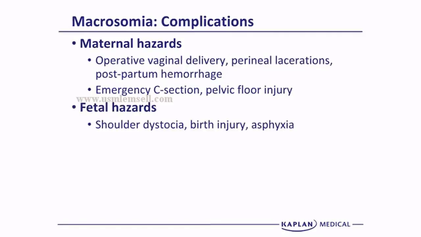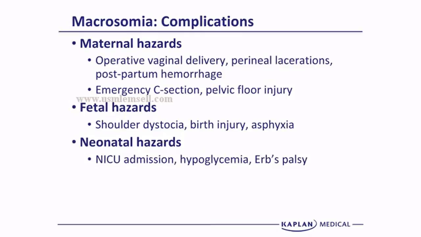Fetal hazards, shoulder dystocia, and this is particularly so if we have an infant of a diabetic mom. Birth injury, because of having to do manipulations and to get the baby out. If there is problems with oxygenation, asphyxia. Neonatal hazards, admission to NICU is higher with macrosomic babies. Hypoglycemia, we talked about that with glucose intolerance in pregnancy. If there's shoulder dystocia, there could be Erb's palsy. Fortunately, most of those are temporary, but some of them can be permanent.